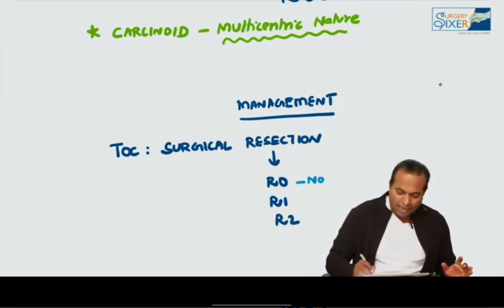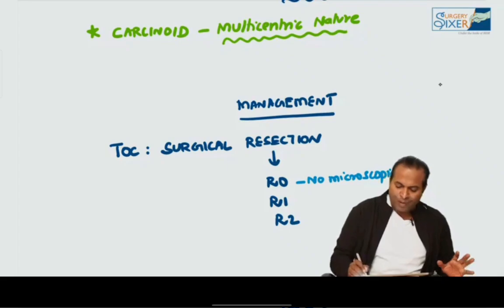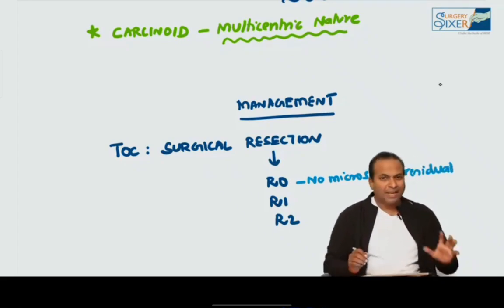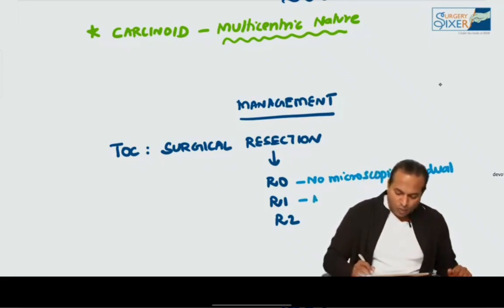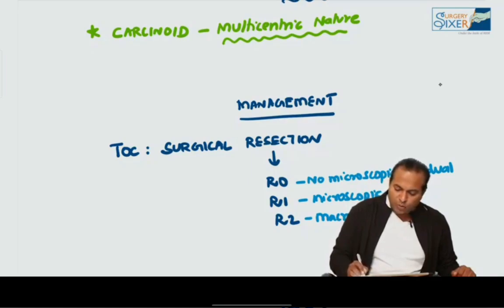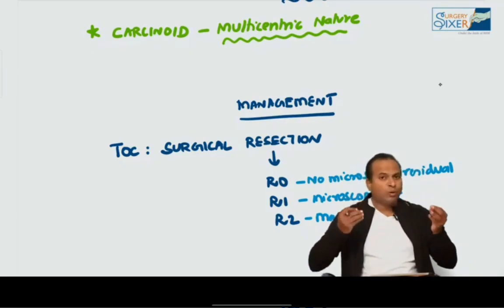Complete removal. There is no microscopic residual tumor left. We have removed everything. In a cancer like adenocarcinoma, we should aim for R0 resection. R1 is microscopic residual tumor left in the body itself. R2 is macroscopically left. We know that there is going to be a huge amount of tumor left even after removing the tumor. So macroscopically we know that there is going to be some tumor left.